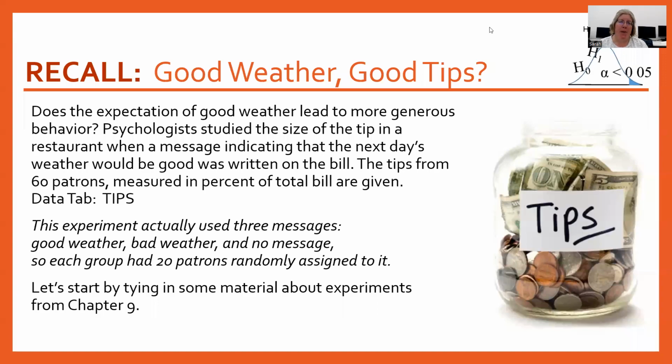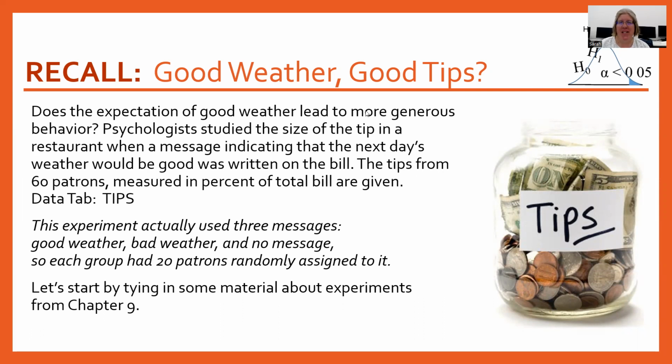Let's revisit this experiment that we looked at in chapter 20. In this experiment, we were interested in whether writing a message on the receipt might cause people to change the amount they tip. So we experimented with writing "the weather looks good tomorrow," "the weather looks bad tomorrow," or no message at all. And then we recorded the tip percentage that went with each of those receipts.